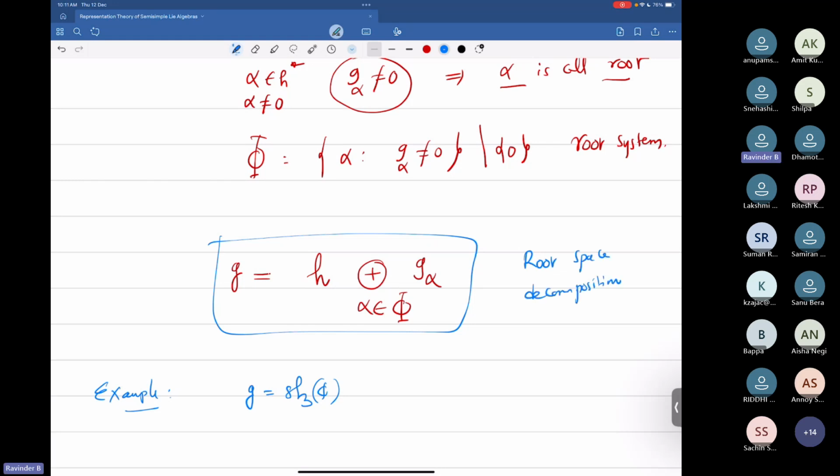Slowly, I am going towards my goal. For SL3C, I know this is the set of all diagonal matrices. So for SL3C, this is all diagonal matrices. There are some upper triangular, and there are some lower triangular matrices.